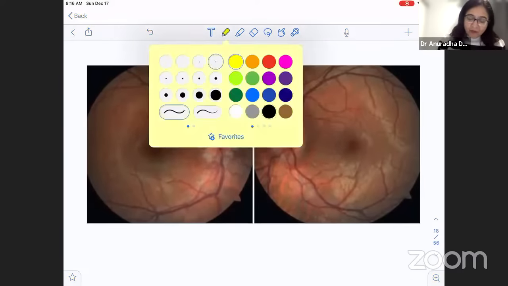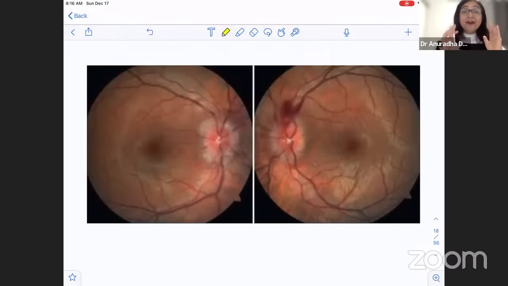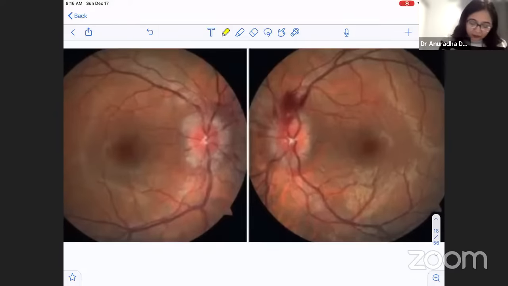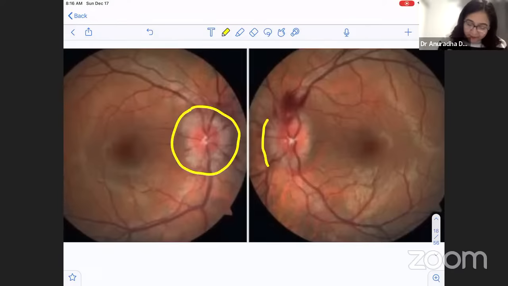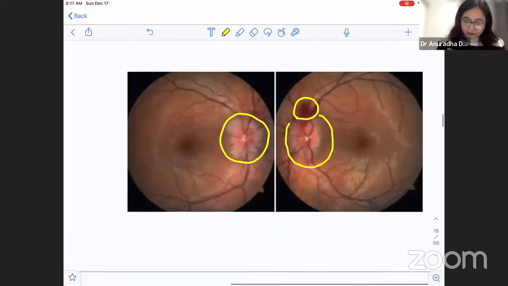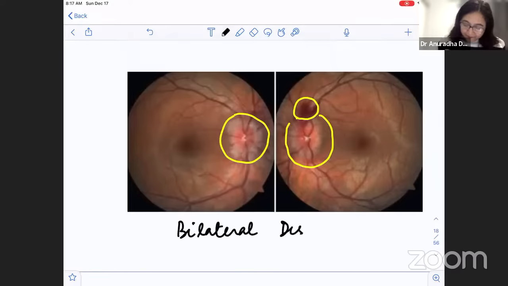Again, if you remember what I have always told you, when you look at a fundus image, first of all, look at the optic disc. Look at the optic disc beta. Is this optic disc normal? No, because you are noticing the margins of the optic disc are blurred. So there is optic disc swelling. The disc is appearing more red, what we call disc hyperemia. You can even see the hemorrhages on the disc. Okay, macula is normal, but the optic disc is hyperemic, swollen, and you can see the hemorrhages. So this fundus is showing bilateral disc edema.